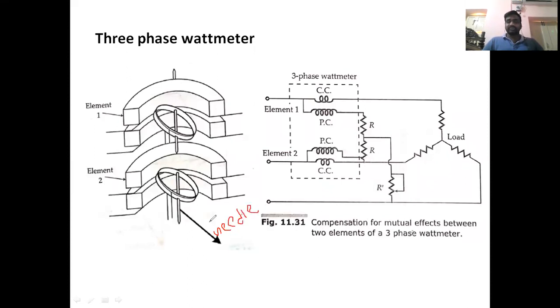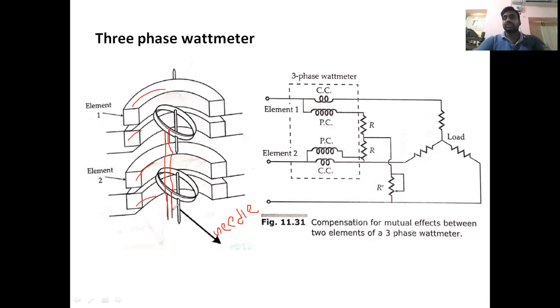This is a needle we discussed about. And see, this is one current coil of element 1 and this is the current coil of element 2, this is a current coil of element 2 and this is a current coil of element 2. All current coils are connected in series.